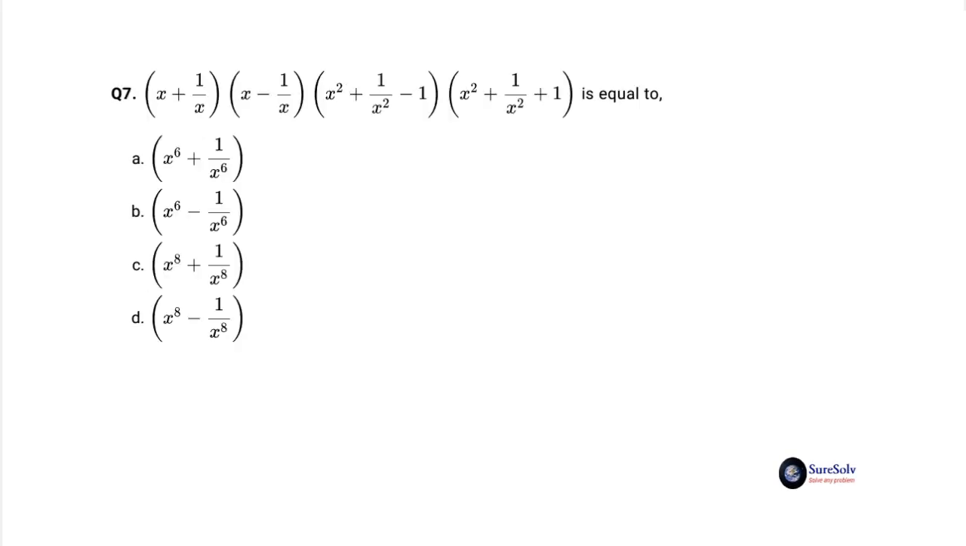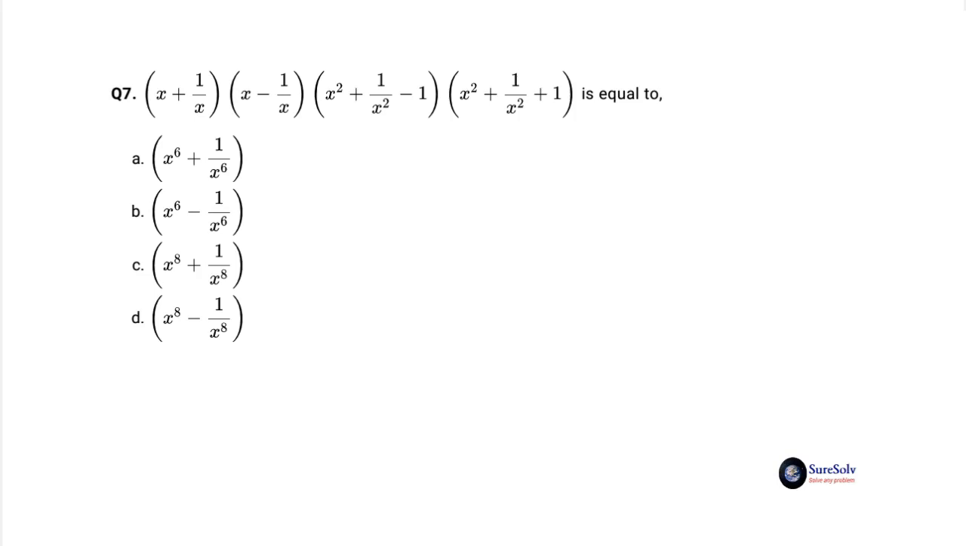Question 7 is, (x plus 1 by x) multiplied by (x minus 1 by x) multiplied by (x square plus 1 by x square minus 1) multiplied by (x square plus 1 by x square plus 1) is equal to option A, x to the power 6 plus 1 by x to the power 6, option B, x to the power 6 minus 1 by x to the power 6, option C, x to the power 8 plus 1 by x to the power 8, and option D, x to the power 8 minus 1 by x to the power 8. Collect the like factors together.